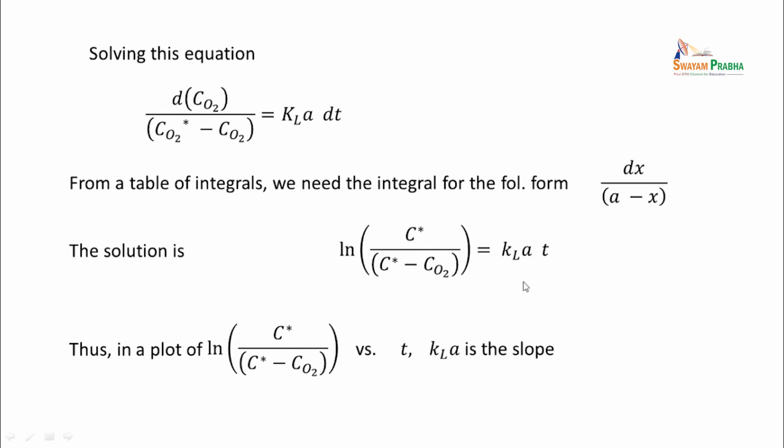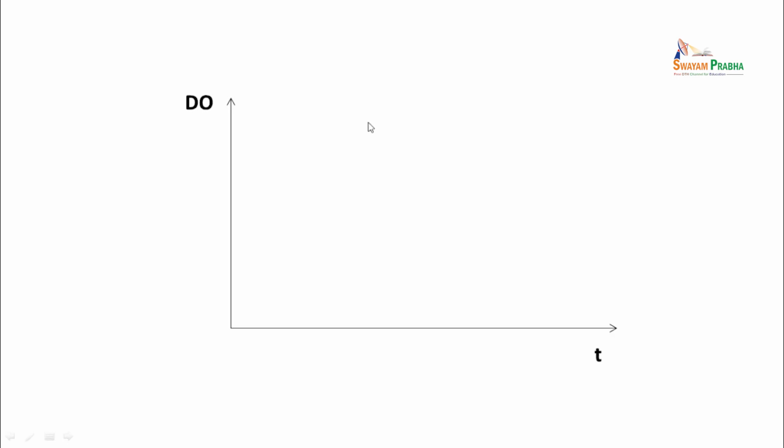You can look at this as y equals mx, where m is KLa, and if we have data from an experiment that gives us the variation of the concentration of oxygen in the liquid versus time, we will get KLa as the slope. That is what is done. That is the experiment that is performed to find KLa of the bioreactor. So a typical experiment is something like this. We have a DO scale here, a time scale here.